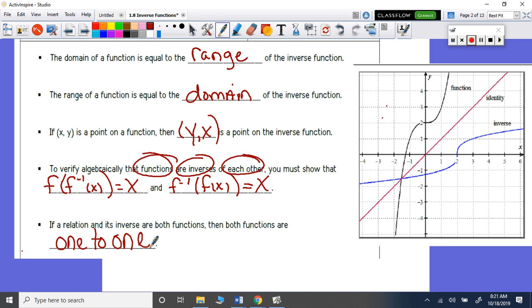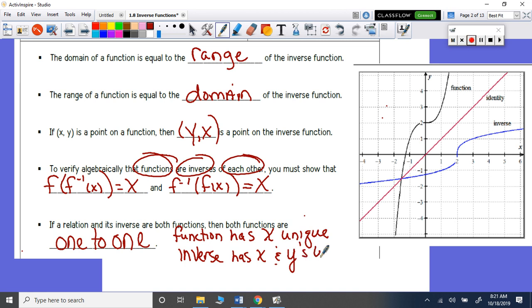But one-to-one, all that means is your function has x's that are unique, and your inverse has x's and y's that are unique, which means every x has a unique y. That's all that one-to-one means.